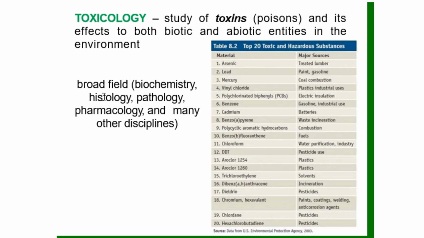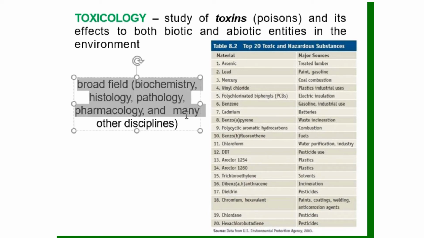Now, technically, why is it included? Why do I include this broad field in biochemistry, histology, pathology, pharmacology, and other disciplines? This is now one of the definitions of environmental science, wherein there is an interaction between different fields of sciences or natural sciences. So biochemistry, how does it work? Let's say we have here the materials, the mercury, the benzene, so their chemical composition, how does it work, what are the effects? Histology, what are the effects in the tissues?